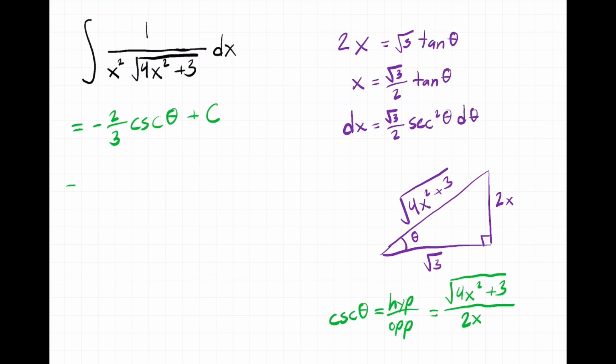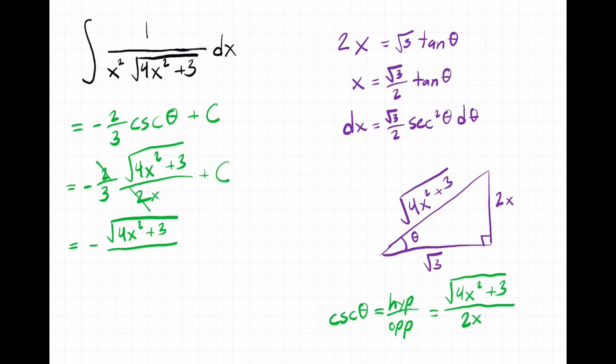Let's fill that in. This equals negative 2/3 the square root of 4x squared plus 3 over 2x plus c. And as a final step, let's just try and clean this up a little bit and simplify it. We are multiplying by 2 on the top, and we've got 2 on the bottom. Let's cancel those. And we are left with negative square root of 4x squared plus 3 over 3x plus constant. This right here is our final answer. We're all set.